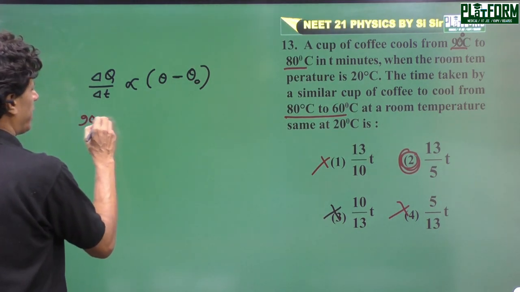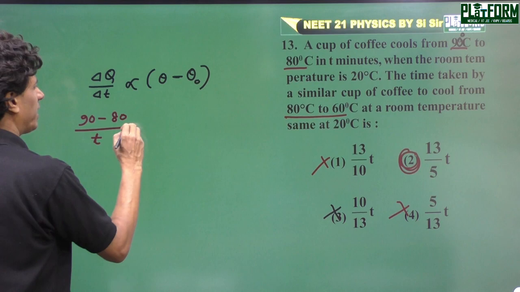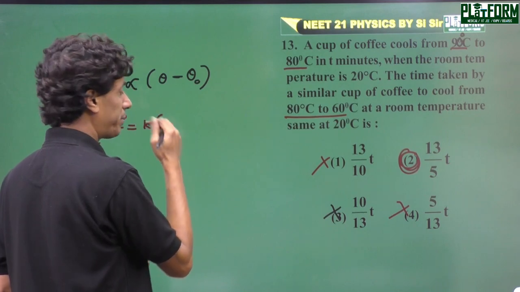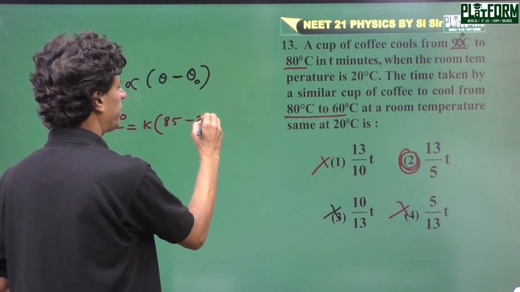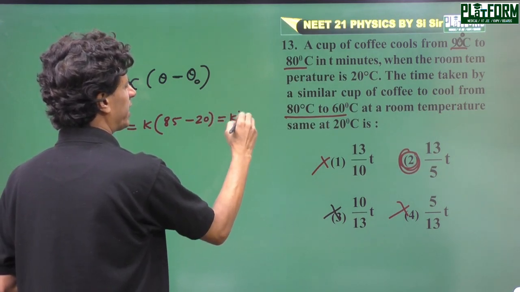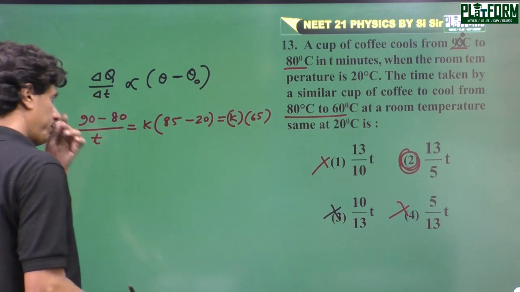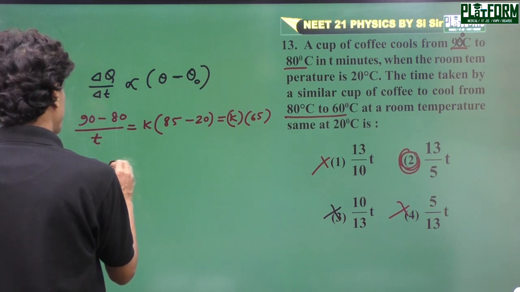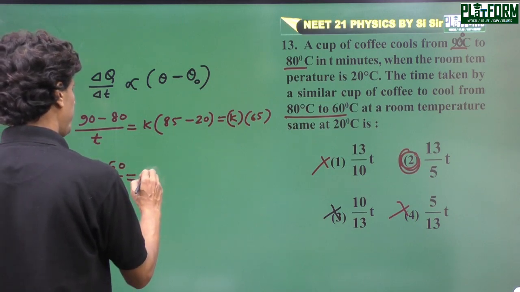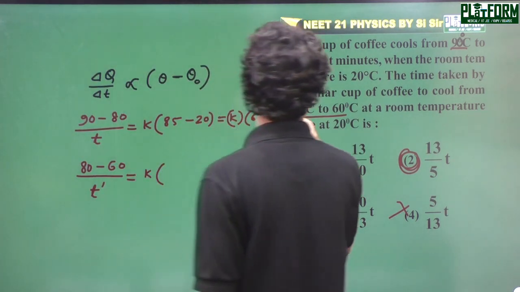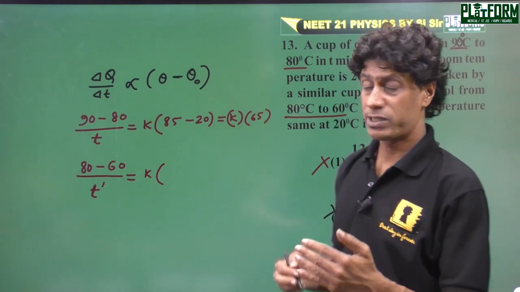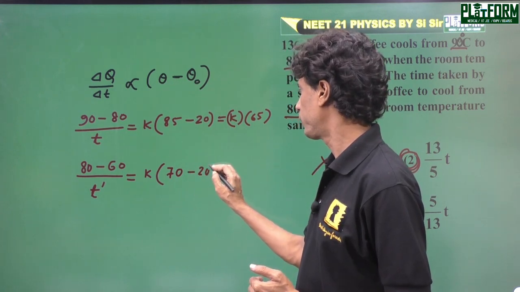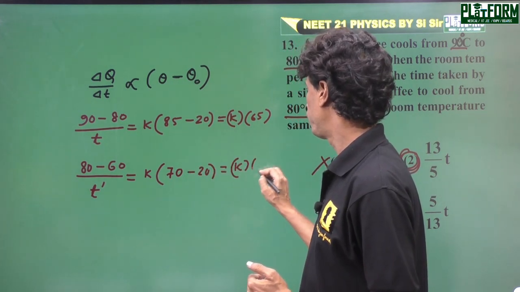It is 90 minus 80 by t and k, 80 plus 90 is 170, that is 85 minus 20, and finally it is k into 65. Okay, the later stanza, 80 to 60 by t prime k, we have to take the average, 80 plus 60, that is 140, average of the 60 and 80, that is 70. So 70 minus 20, we can say it is k into 50.